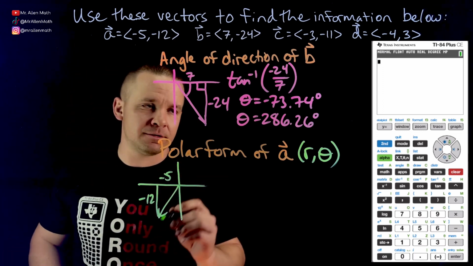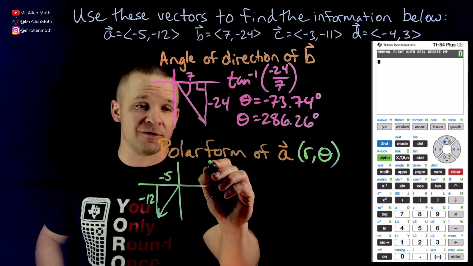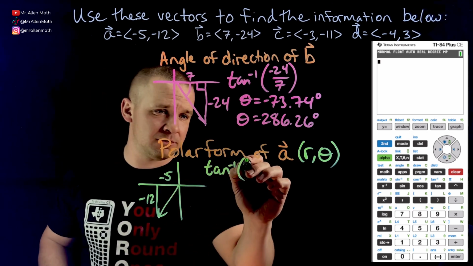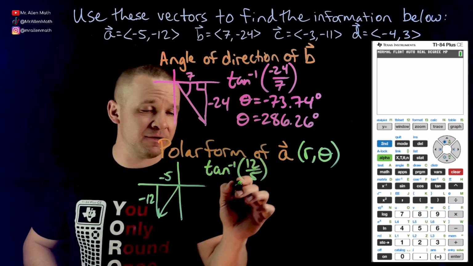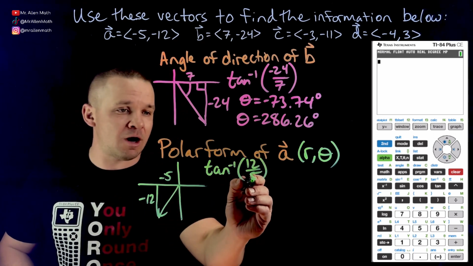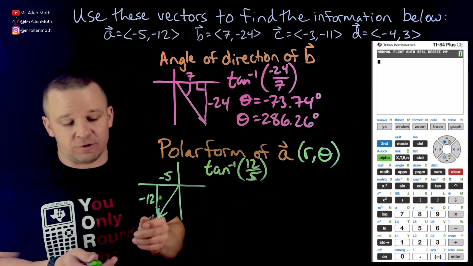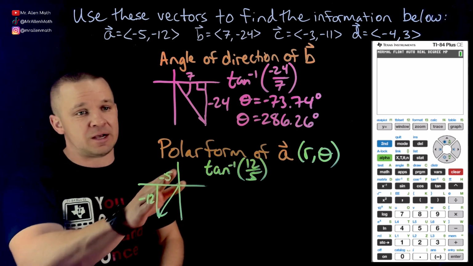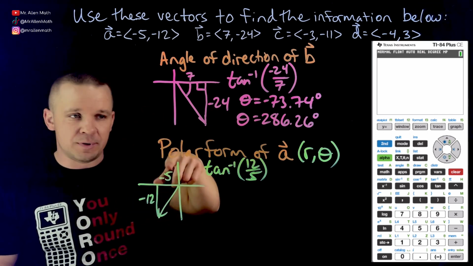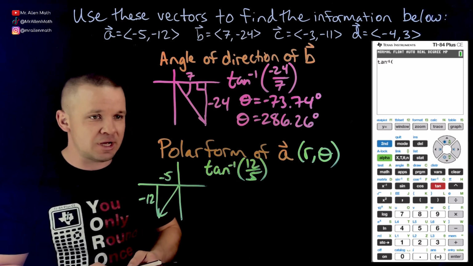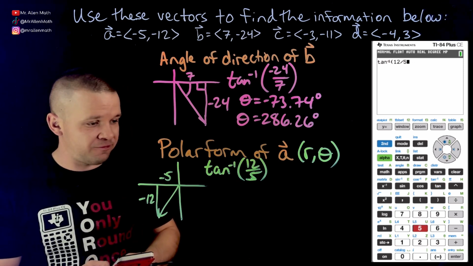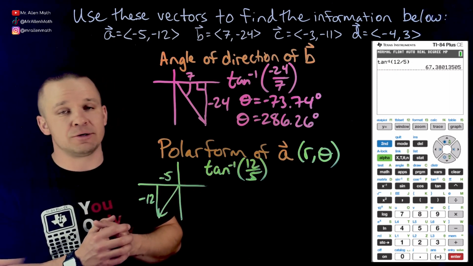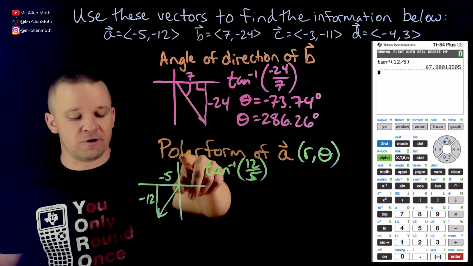So now we can use our tangent. We just use tangent inverse of my opposite over my adjacent once again. So negative 12 over negative 5, or just 12 over 5. It's going to turn positive. Regardless of whether one is positive, the other's positive, or they're both negative, I just do positive numbers here because that gives me my reference angle in that first quadrant. Then I use my brain and position it accordingly. So tangent inverse of 12 divided by 5, enter, we get 67.380 degrees. That's over here, in the first quadrant.